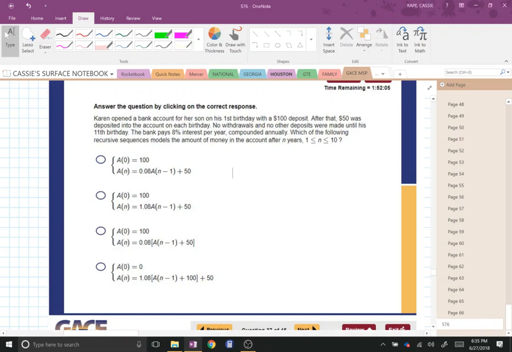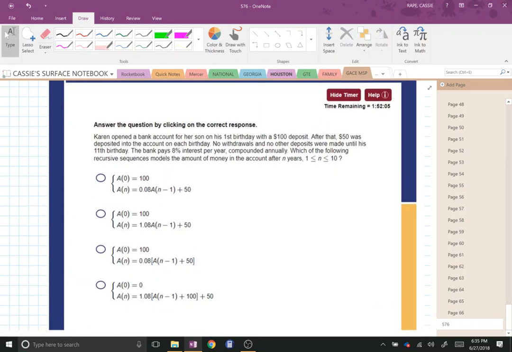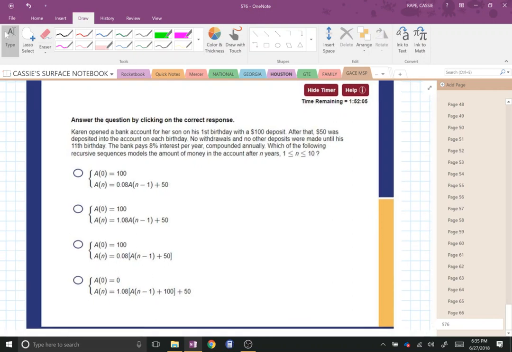We're looking at question 37 of 45. This is on your GACE ETS 022 Math Practice Test. This is a recursive function. Usually, when we have functions like this, we can use the compound interest formula. However, this is different because it's asking you to figure it out recursively.